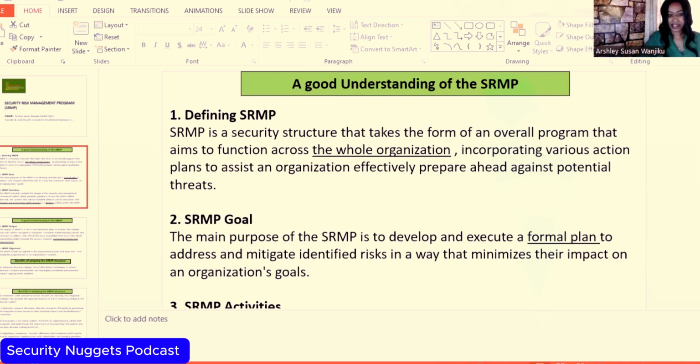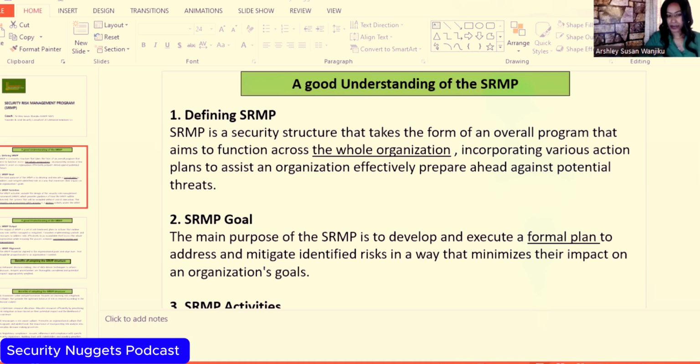Now, I want us to go through a PowerPoint presentation that I have prepared for you. I'm hoping that by the time we are done discussing it, you'll have a better understanding of the security risk management program structure and its application. Let's get started by defining what a security risk management program is.